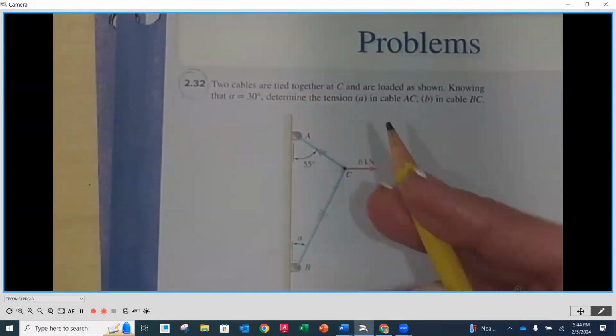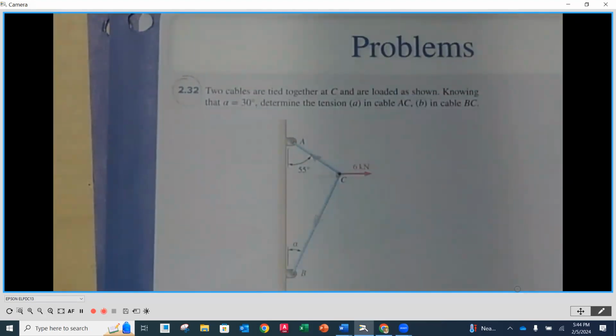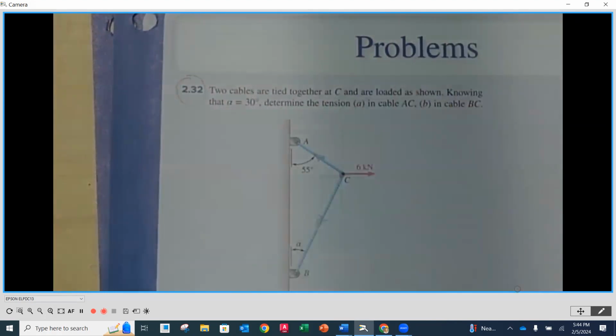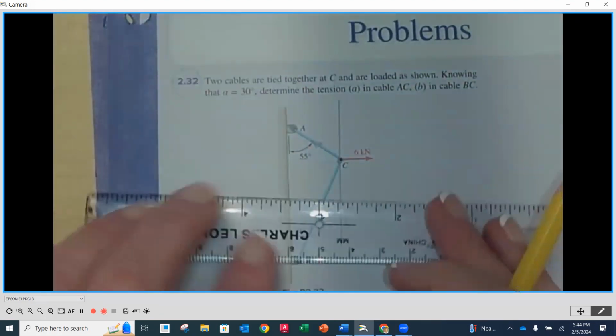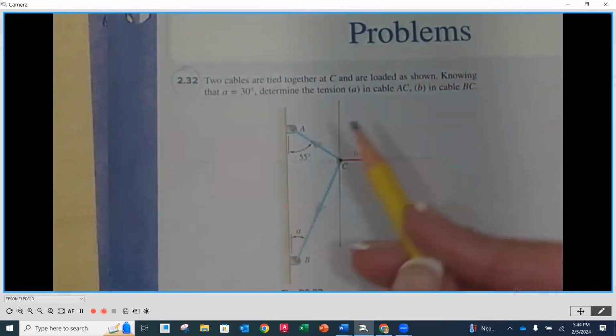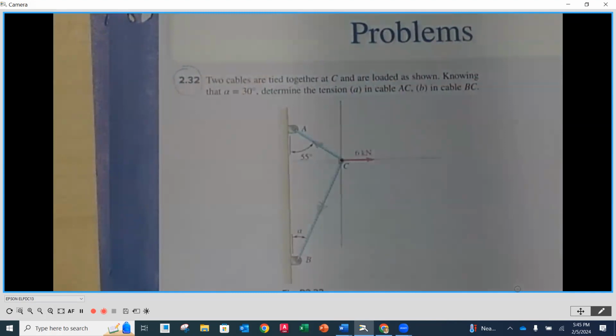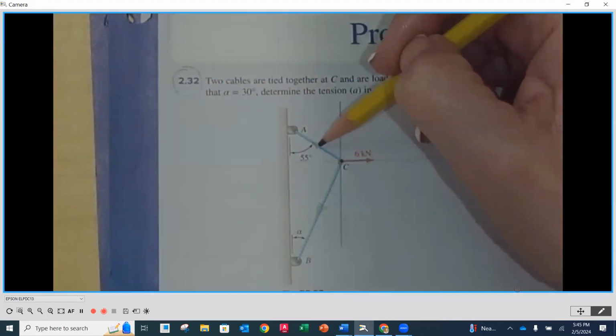As we look here, you'll see that everything comes together at that point C. So that's going to be like our origin of our X and Y axis. You can draw an X and Y axis here, a Y axis and my X axis going right through here. That means that our 6 kilonewtons is going to be going straight to the right, and then our force going up to A is going to be along that cable.